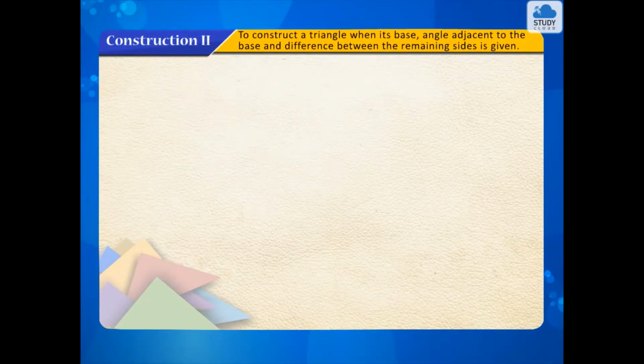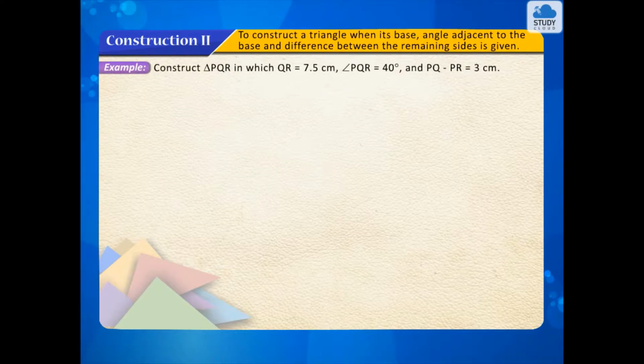Construction 2. To construct a triangle when its base, angle adjacent to the base and the difference between the remaining sides is given. Example: construct triangle PQR such that segment QR is equal to 7.5 cm, angle PQR is equal to 40 degrees, segment PQ minus segment PR is equal to 3 centimeters.